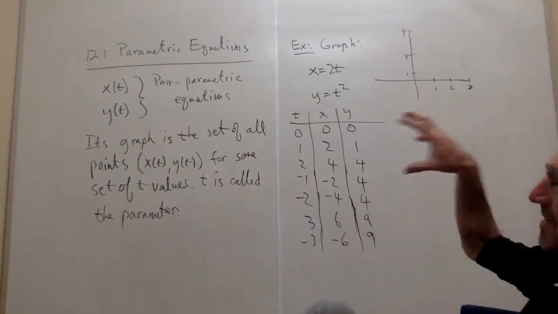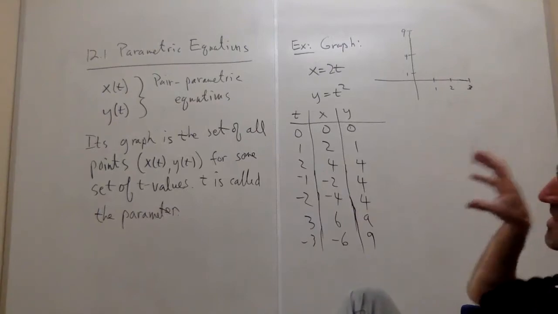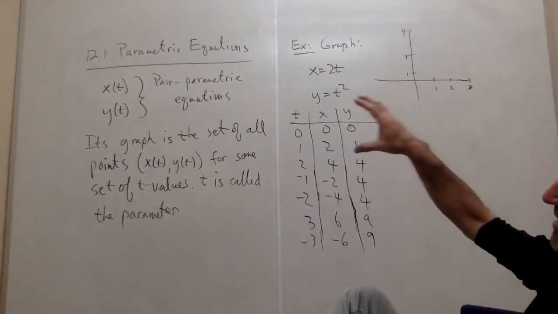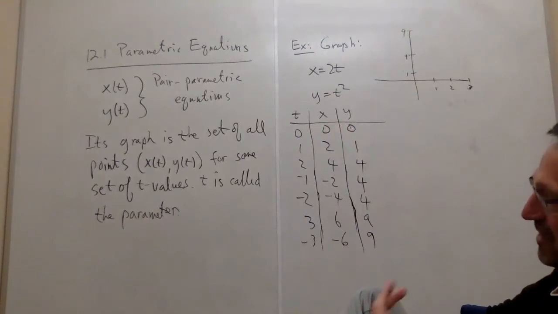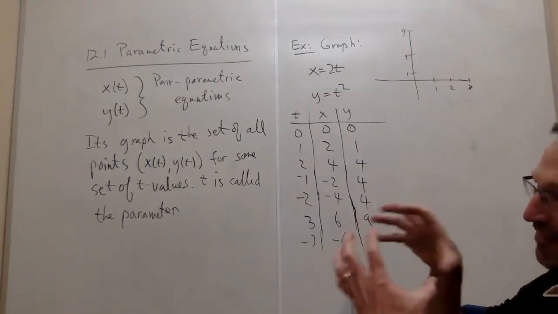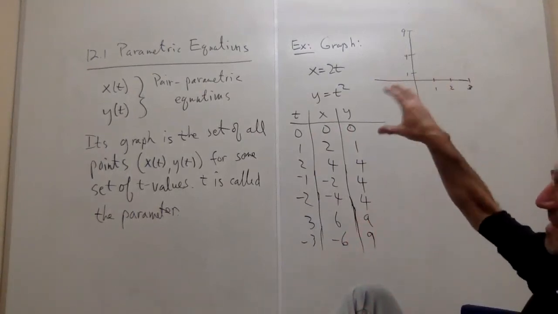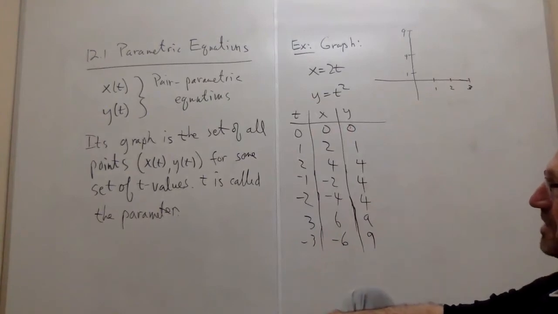So one curve described parametrically is given to us by two functions. One function controls the behavior of the x coordinate. We'll call it x of t. And the other one controls the behavior of the y coordinate, and we'll call it y of t. A pair of those functions gives me one set of parametric equations.